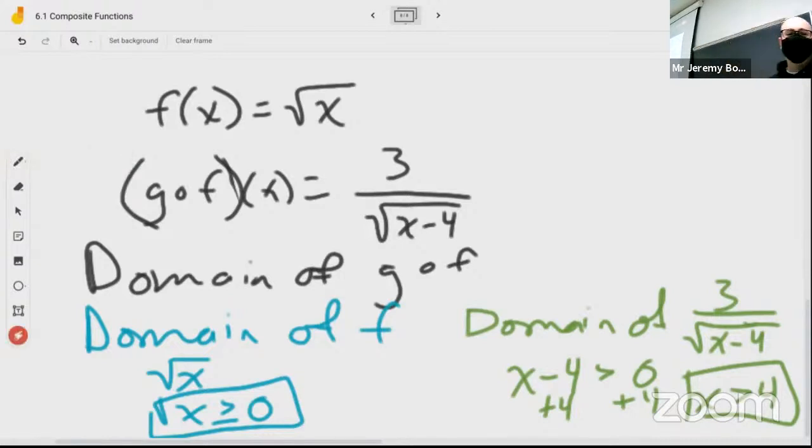So, question on finding that first off. How are we going to combine x is greater than or equal to 0 and x is greater than 4?